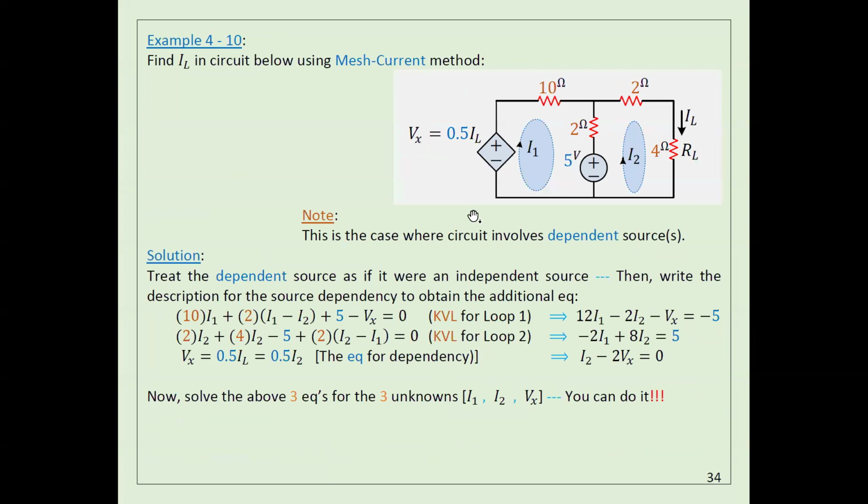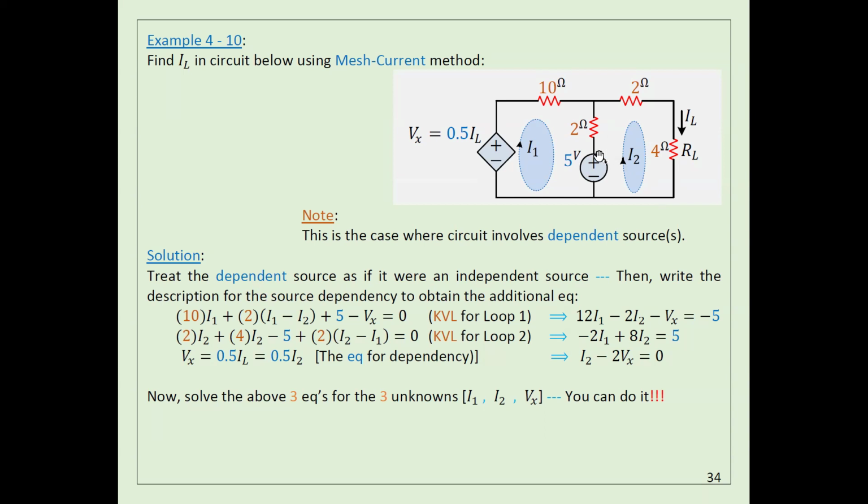But up to now, all the examples I explained have independent sources. So now I'm going to explain one example: what if I have a dependent source? Okay, dependent source. Again, it's exactly the same thing. Here I have one loop, and we have another loop here.